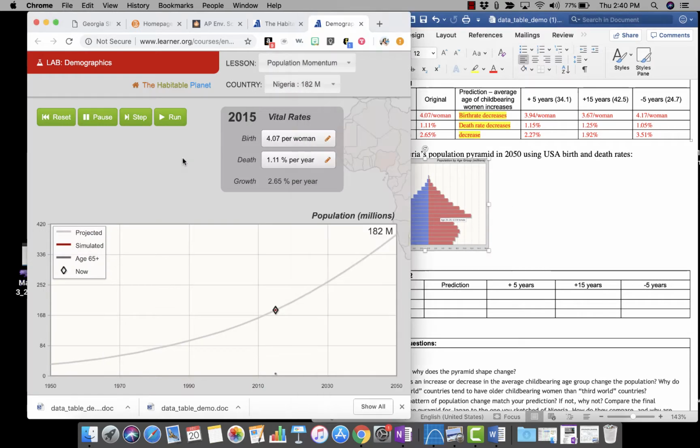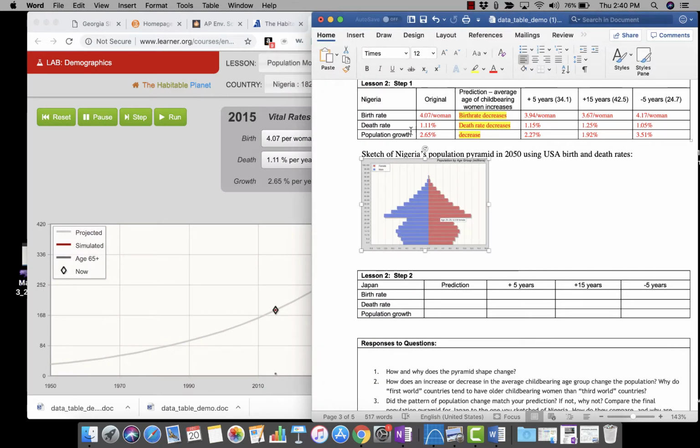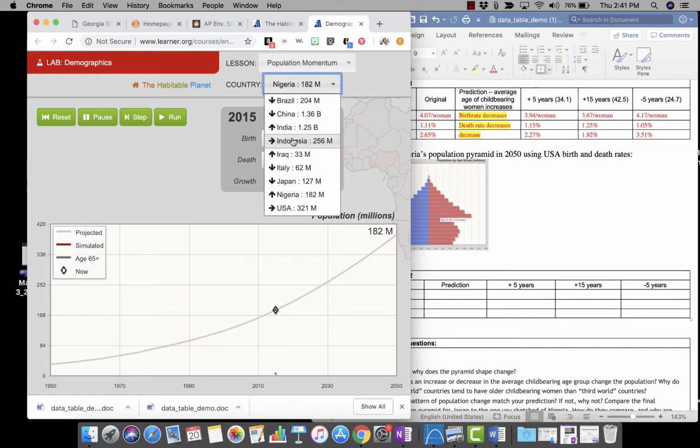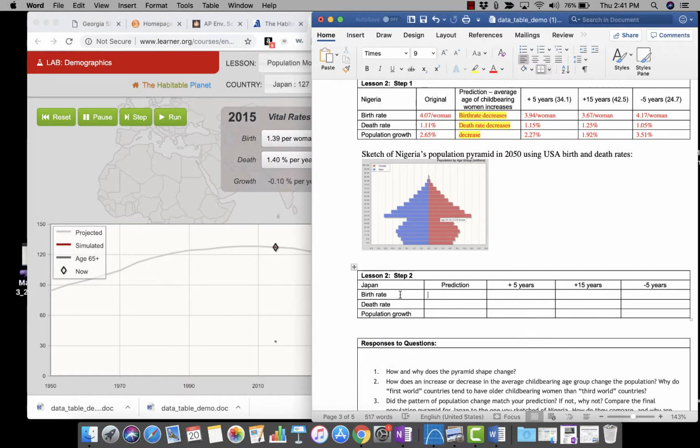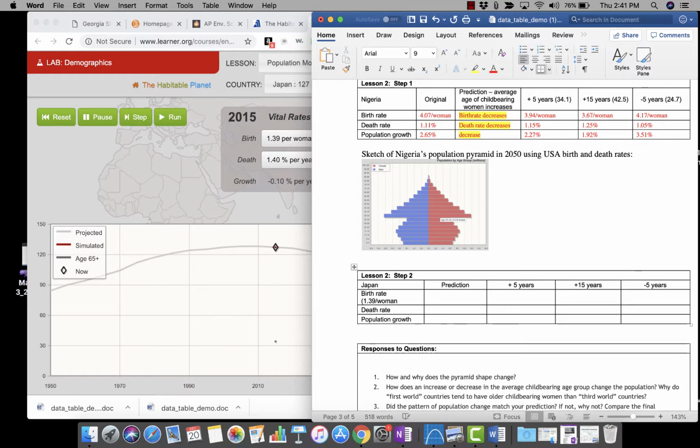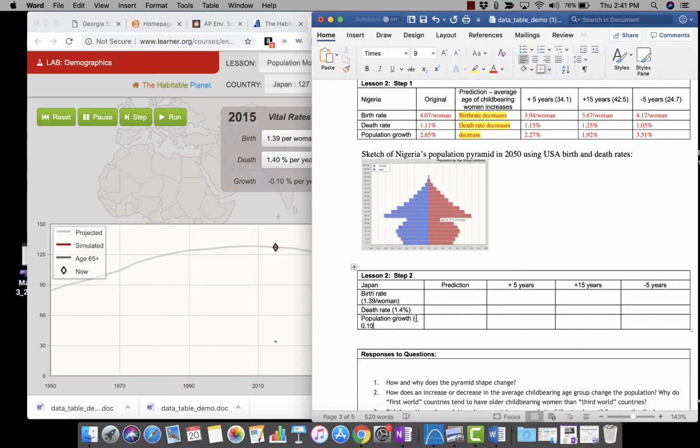Okay, so we're going to run this to 2050. Okay, so we're going to predict. Let's look at what Japan has now, just to kind of see. So their birth rate is 1.39. Their death rate is 1.4%. And their growth is negative 0.10%.